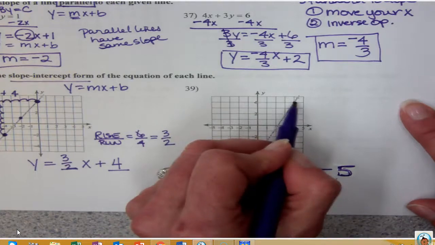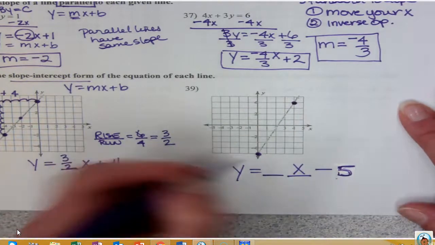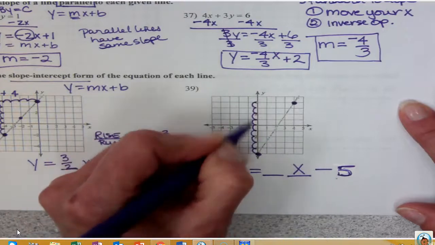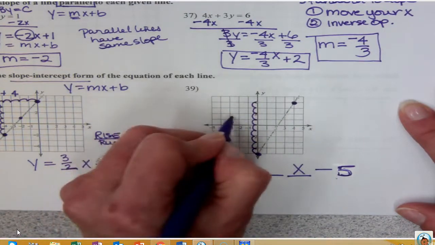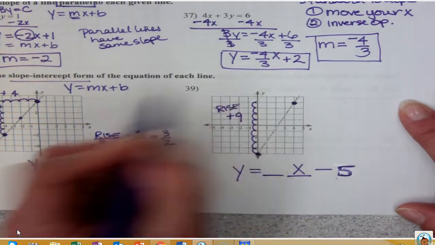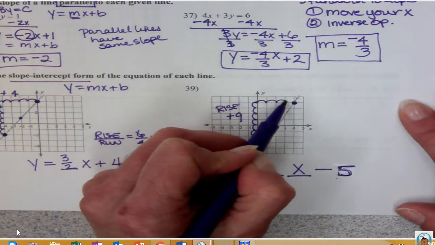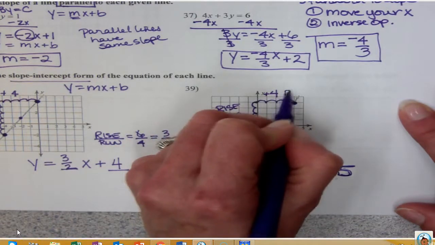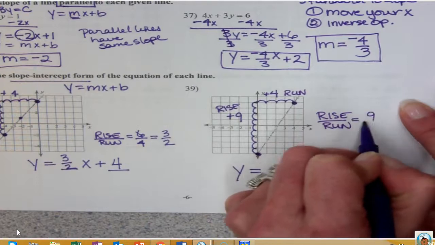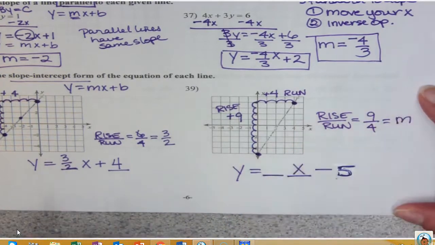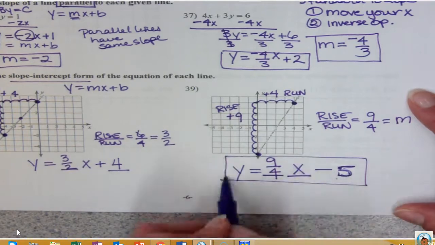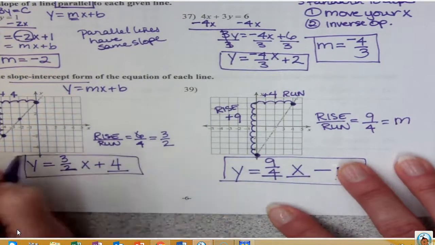My slope, I'm going to look where does it perfectly cross? I don't see it crossing perfectly until up here. So let me count. My rise is 1, 2, 3, 4, 5, 6, 7, 8, 9. Do you see how I'm going in a straight line up? So that's positive 9. Then my run is 1, 2, 3, 4, so positive 4 is my run. Rise over run is 9 over 4, and that is going to equal my m value, so I'm going to plug that in right here. So here is my equation. Okay, this is my final answer over here.